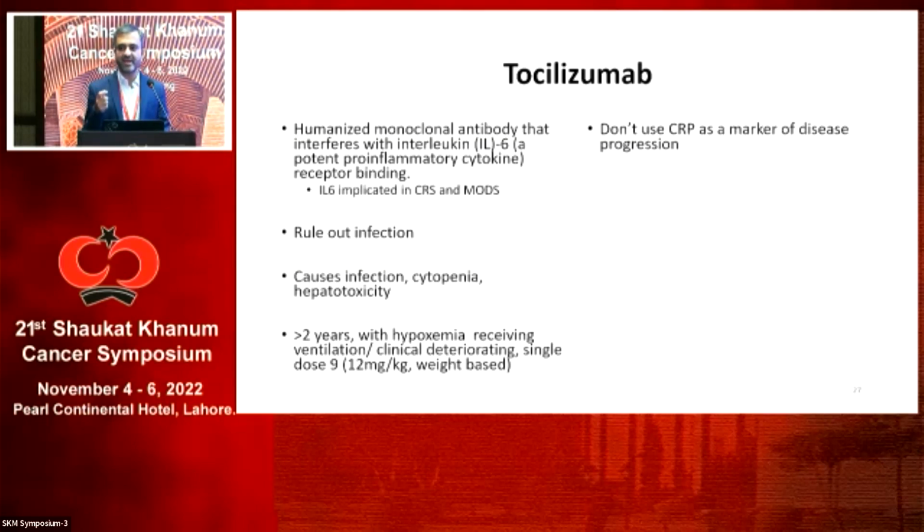So again we have to think about this before starting and screen the organs. That is, if the patient has cytopenia or liver injury or evidence of infection, then this is not a good choice. And once we start tocilizumab, then CRP is probably not a good marker for disease progression.